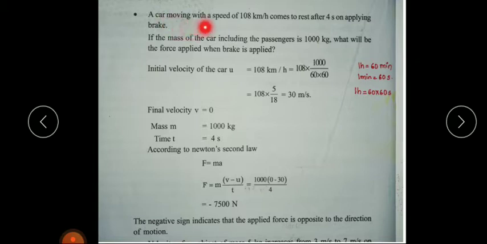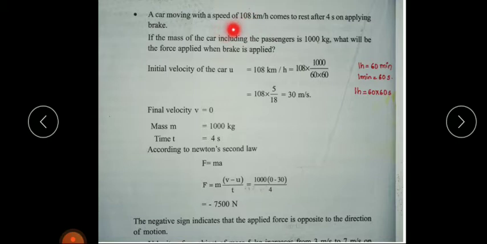A car moving with a speed of 108 km per hour comes to rest after 4 seconds on applying the brake. If the mass of the car including the passenger is 1000 kg, what will be the force applied when brake is applied? See, a car moving with a speed of 108 km per hour. So the car is moving with the speed of 108 km per hour.